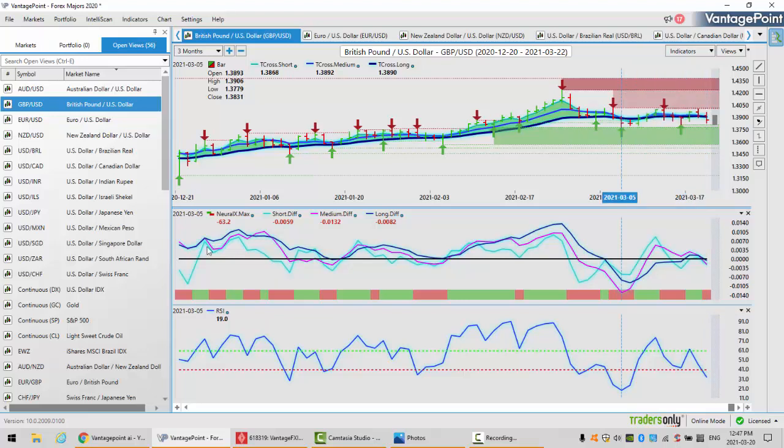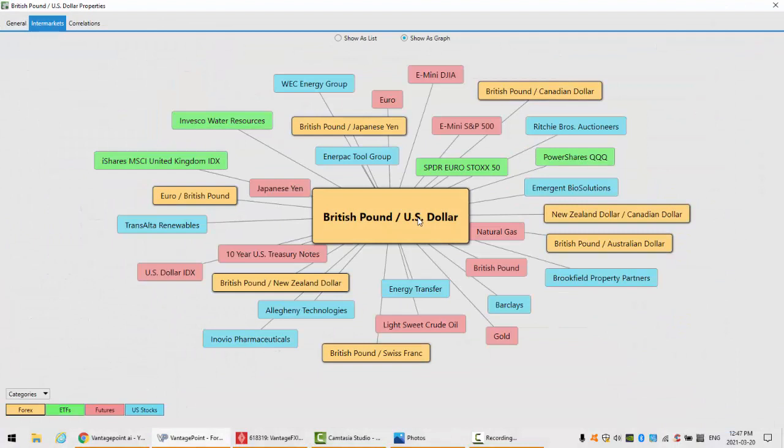So again, if I'm trading the pound, then I should probably be keeping an eye on these additional correlated markets, if I don't have the VantagePoint software. Not everybody does; this is primarily a VantagePoint channel. These correlated markets are driving factors: Euro, British pound, Japanese yen, Canadian dollar, light sweet crude oil, TransAlta Renewables, PowerShares QQQ. These are all driving factors of whether the British pound will go up or down.